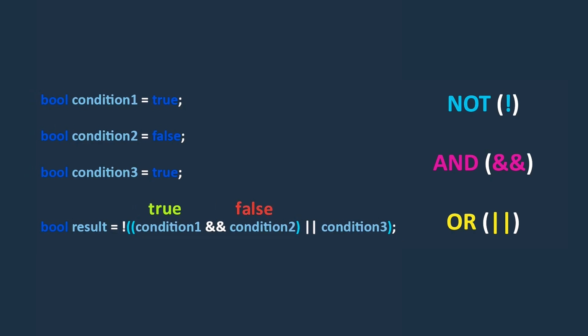Since condition 2 is false, the expression condition 1 and condition 2 evaluates to false. Then, the result of the AND operation is combined with condition 3 using the OR operator. Since condition 3 is true, the expression false or condition 3 evaluates to true. Finally, the NOT operator is applied to the result. So, the value of the result would be false.